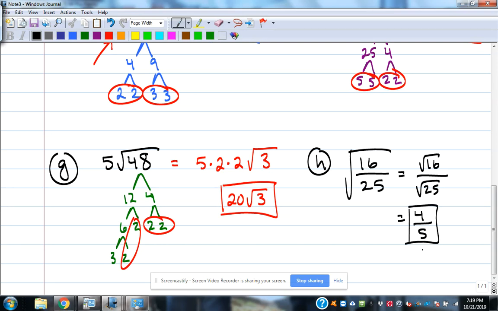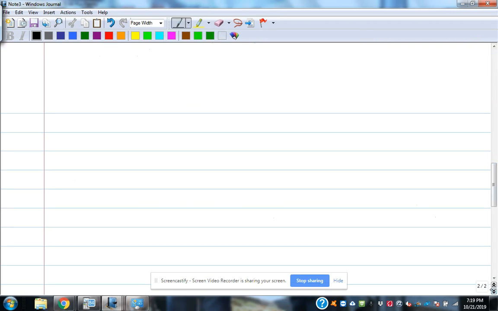That's really all it is. You just split it apart. Take the square root of the top, square root of the bottom. It really doesn't get any harder than that. We're not going to be too crazy on you as far as the fractions that we do.